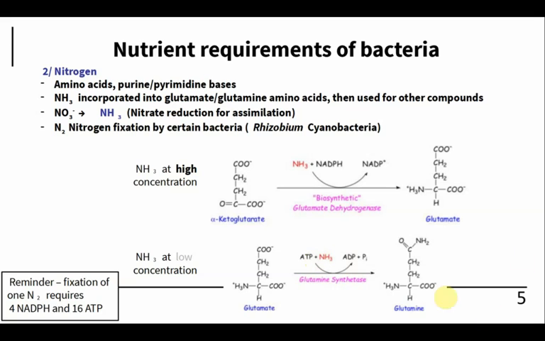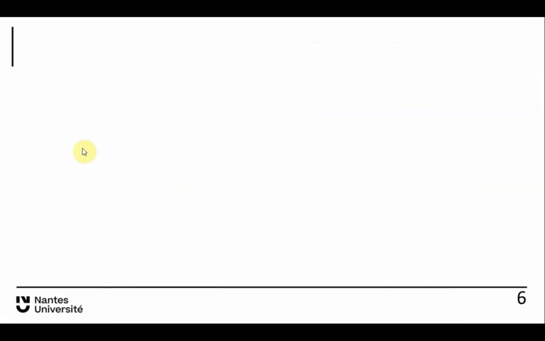So only very few bacteria can do this, Rhizobium and cyanobacteria. And this is a very costly process. It takes 16 ATP and 4 molecules of NADPH just to get one molecule of nitrogen gas incorporated into ammonium. So almost all bacteria can incorporate ammonium or nitrate. Very, very few bacteria can perform nitrogen fixation.